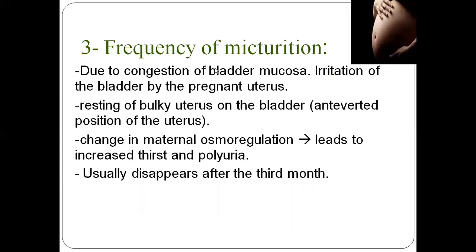Then next is frequency of micturition. This is due to the congestion of the bladder mucosa and irritation of the bladder by the pregnant uterus, because we know that in front of the uterus there is the bladder. As the uterus is enlarged due to the growing fetus, it will put pressure on the bladder. So the mother may feel frequency of micturition, and also due to the change in position, because the growing fetus makes the uterus change its position.